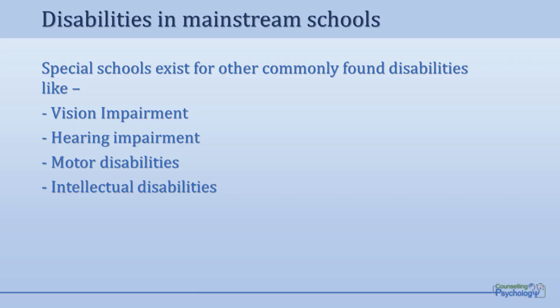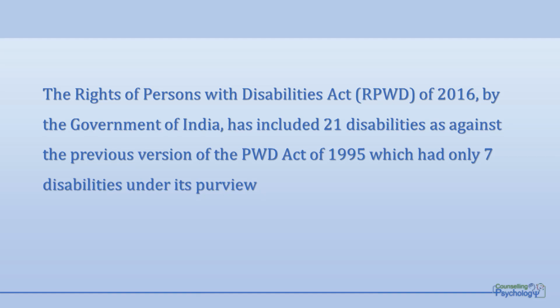Special schools exist for other commonly found disabilities like vision impairment or blind, hearing impairment or deaf, motor disabilities and intellectual disabilities. Do you know that there is a Disability Act by the Government of India for the benefit of people with all kinds of disabilities? This act is known as the Rights of Persons with Disabilities Act or RPWD of 2016, which has included 21 disabilities as against the previous version of this act, which was in 1995, which had only 7 disabilities under its purview.